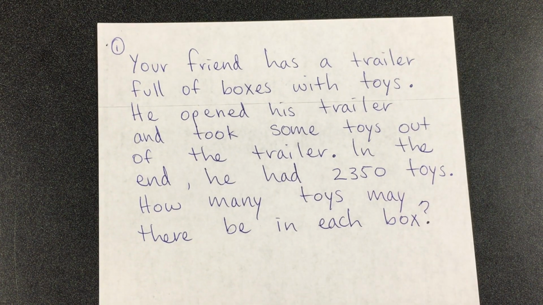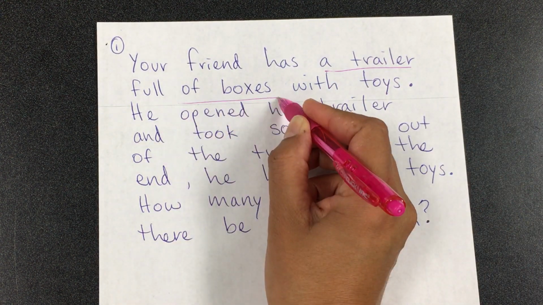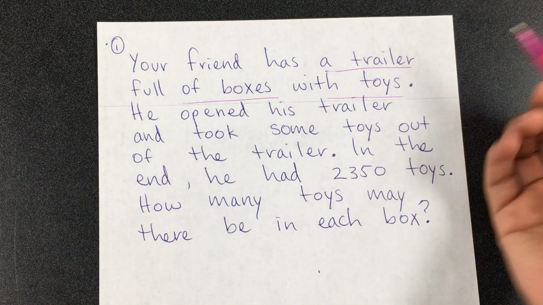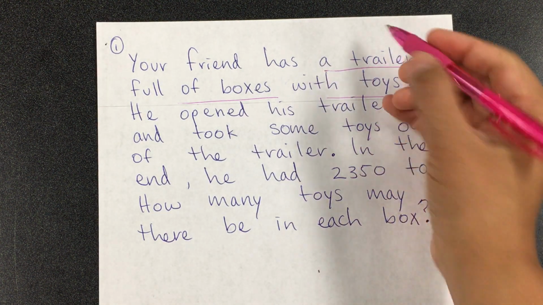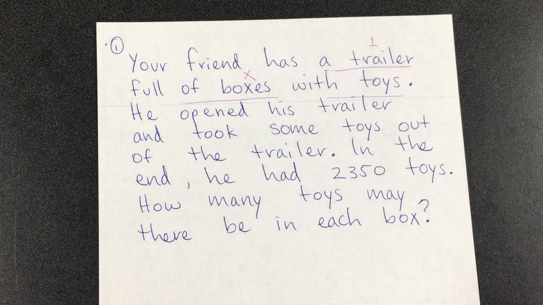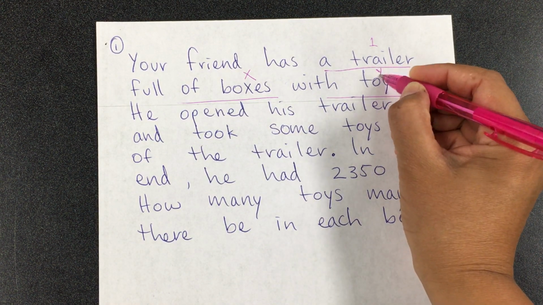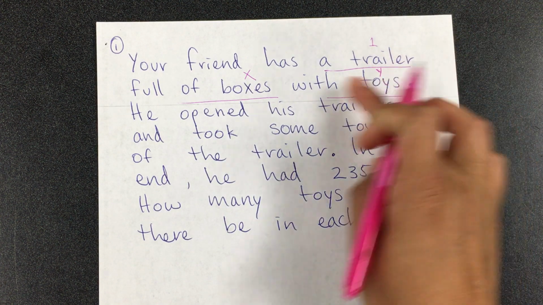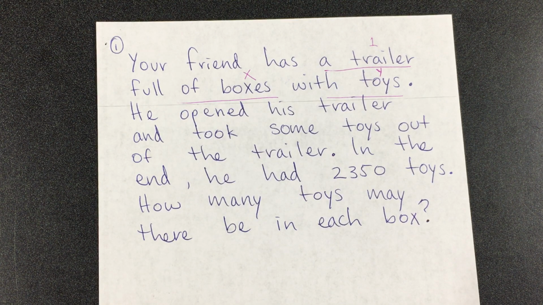And so we have a scenario related to that, and it says your friend has a trailer full of boxes with toys. Do we know how many trailers there are? Yes, it says a trailer, so that's one. Full of boxes, we don't know how many boxes, so we put X. And with toys, and since these boxes are inside of the trailer, that means it's multiplication, okay?